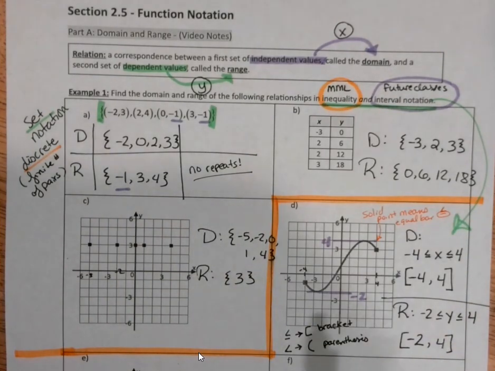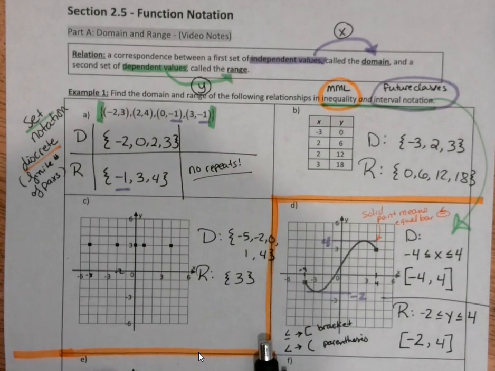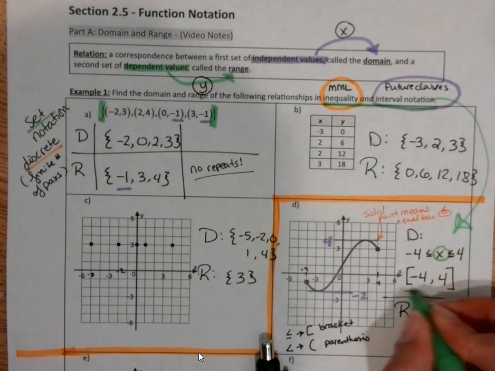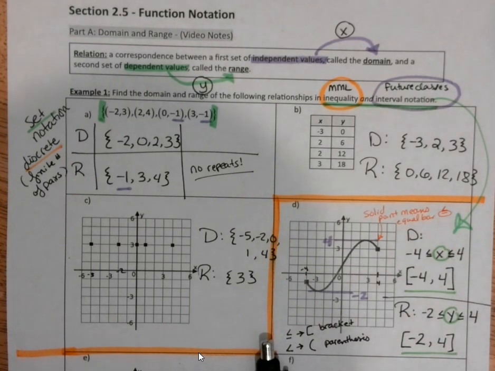It is important to note that the variable switches. Domain it's x, range it's y. In interval notation, you can't tell, if you didn't know you're talking about domain or range, which one was which. So you need to have them labeled to make sure you know which of these is the domain and which is the range.